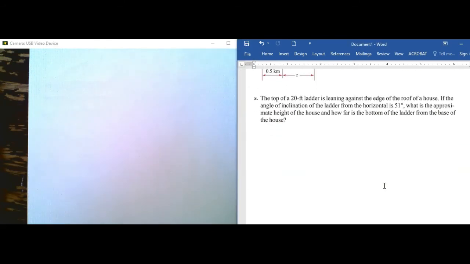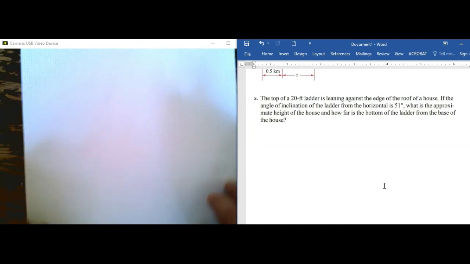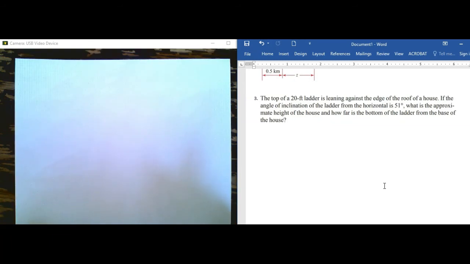All right, number 3 says the top of a ladder, a 20-foot ladder, is leaning against the edge of the roof of a house. If the angle of inclination of the ladder from the horizontal is 51 degrees, what is the approximate height of the house, and how far is the bottom of the ladder from the base of the house? Okay, so we know we have this scenario involving this ladder.